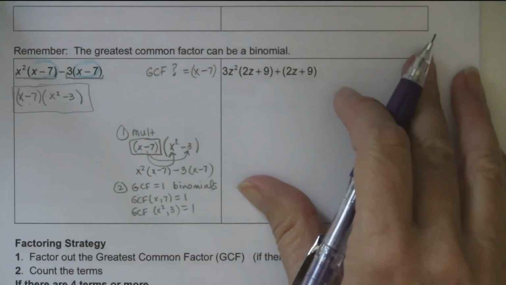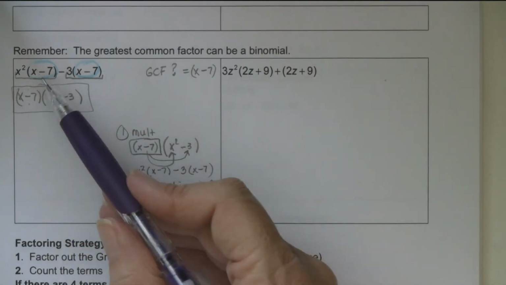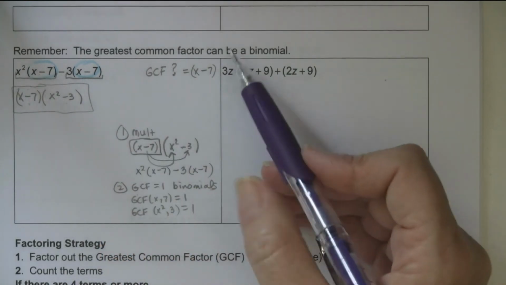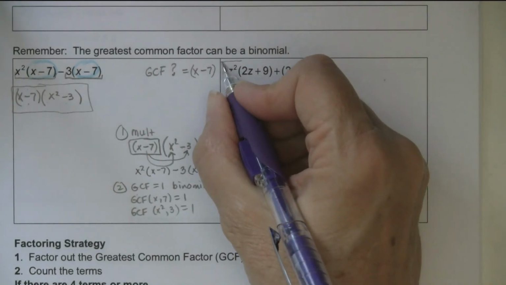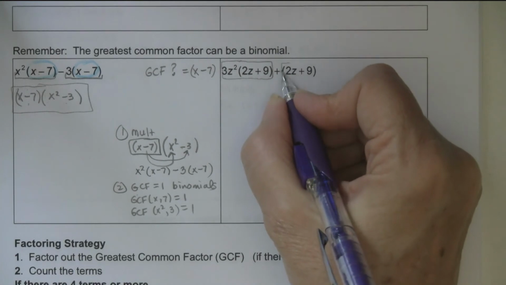Okay, so this one started off partially factored, if you will, right? This was already written as a multiplication, so partially factored. This is another partially factored one. This is one piece right here, and I want to know what does it have in common with this piece right here.